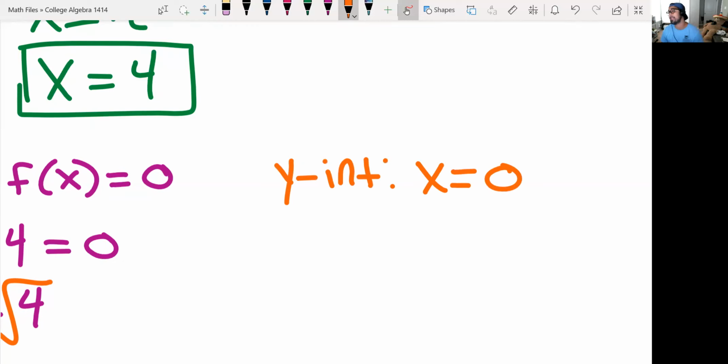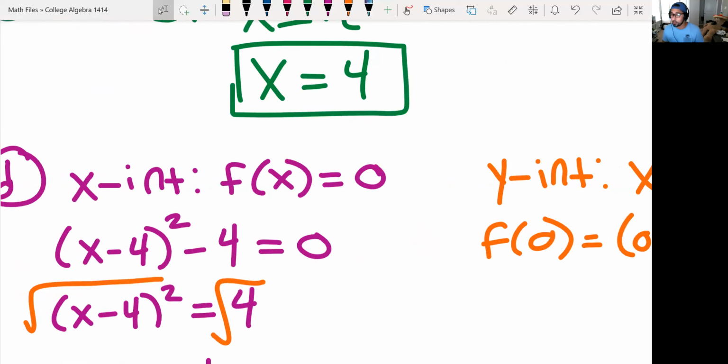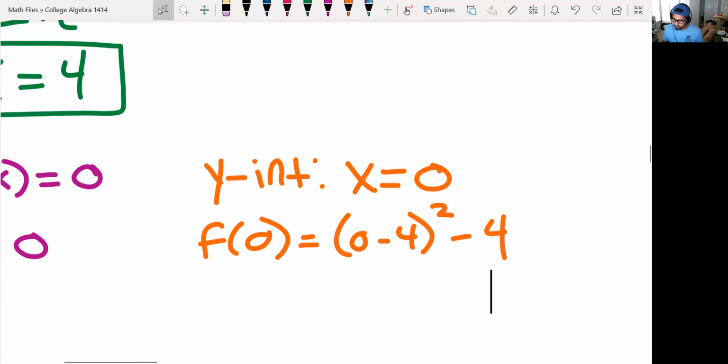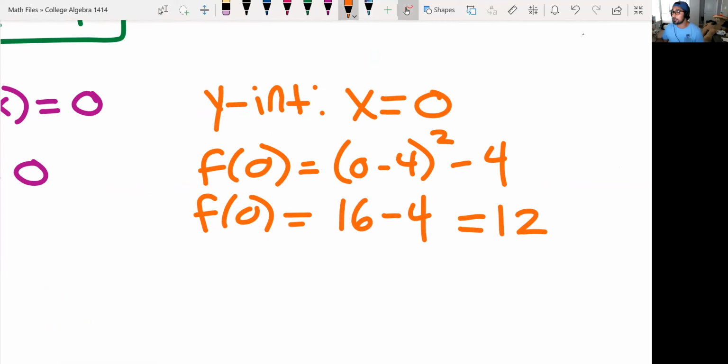Y-intercept, we let x equal 0. And let's just use the vertex form again, because I said, let's keep it uniform, but then I'll show you the other way as well. So that means I'll get f of 0 equal to 0 minus 4 squared minus 4. I'm just plugging it into that vertex form that we found. So 0 goes in for x, subtract 4 squared minus 4. And then f of 0 gives me 16 minus 4, which gives me 12. Which then gives me a y-intercept of (0, 12).